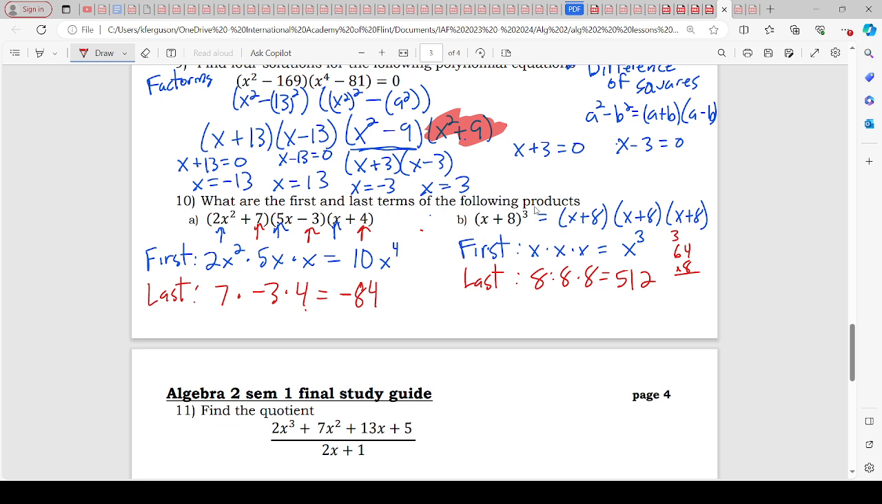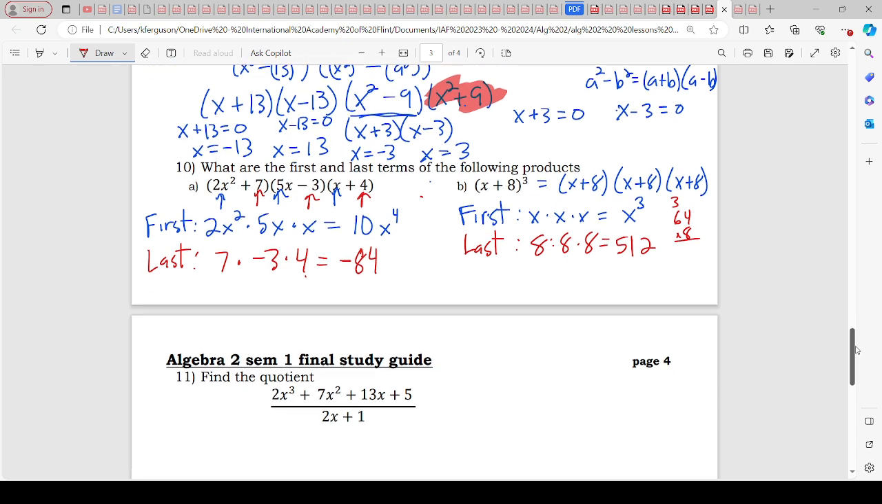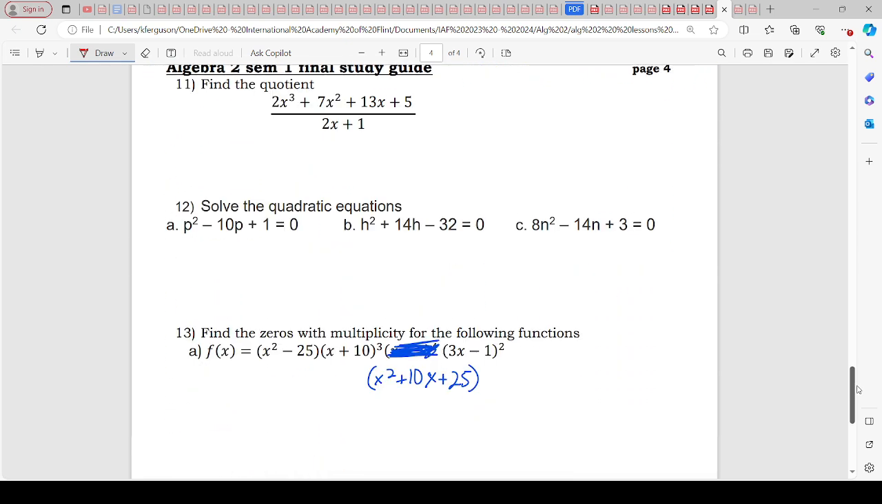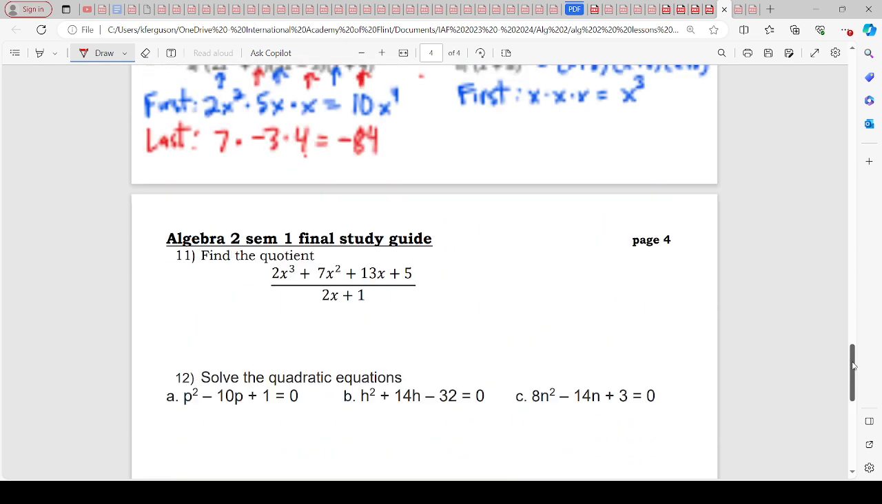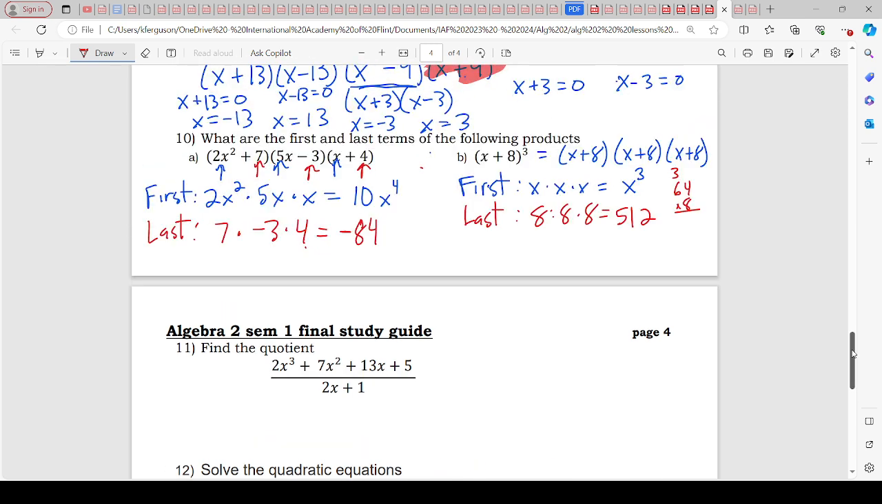Does anybody have any questions on finding the first or last term? It's just multiplying the first terms, multiplying the last terms. So now let's go to the next page. Okay, well, tell me when you're done.